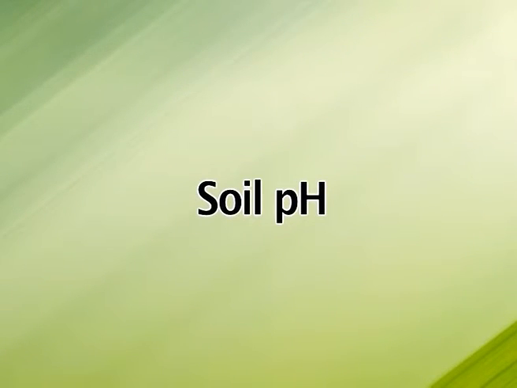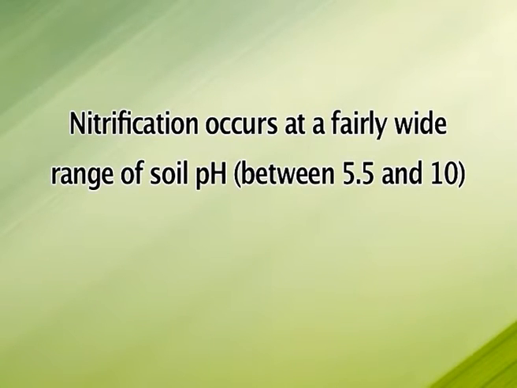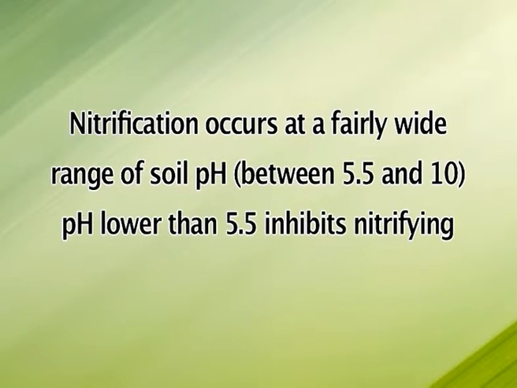Soil pH is the next factor affecting soil nitrogen availability. Different processes in nitrogen cycling are especially sensitive to soil pH. However, nitrification occurs at a fairly wide range of soil pH, between 5.5 and 10. pH lower than 5.5 inhibits nitrifying bacteria, therefore adversely affecting nitrification, which directly influences nitrogen availability to plants.